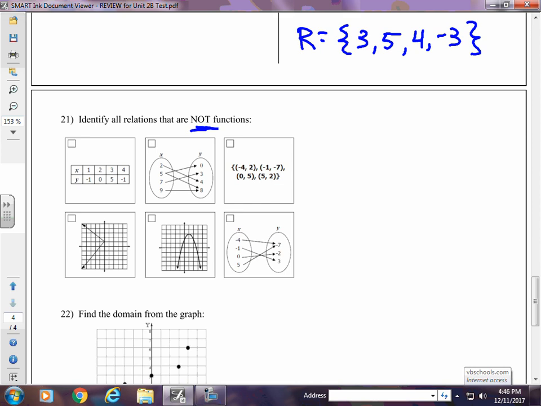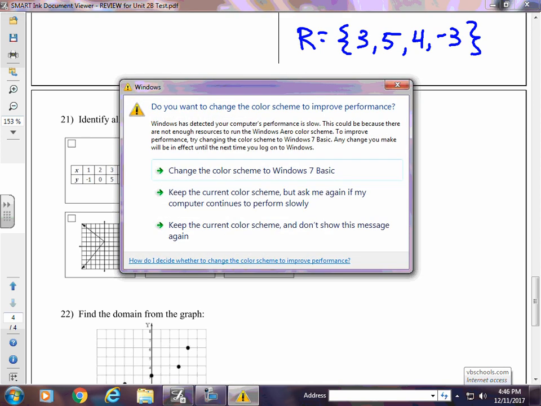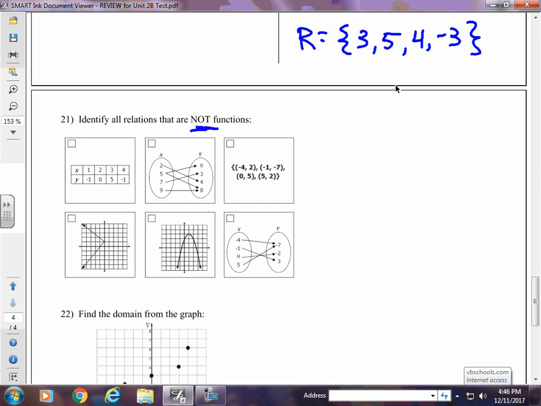Okay, when you look at mapping, or the picture with the ovals, you want to see if any number has more than one arrow coming from it. If you see the 5 right here has 2 arrows coming out from it, which means that 5 has been used twice. You cannot use the same x value twice. So that means that one is not a function. So you want to pick that one. When you go to your ordered pairs, again, you're looking at the x values to see if anybody's been used twice. Nobody has, so that is a function. We don't want to pick that.